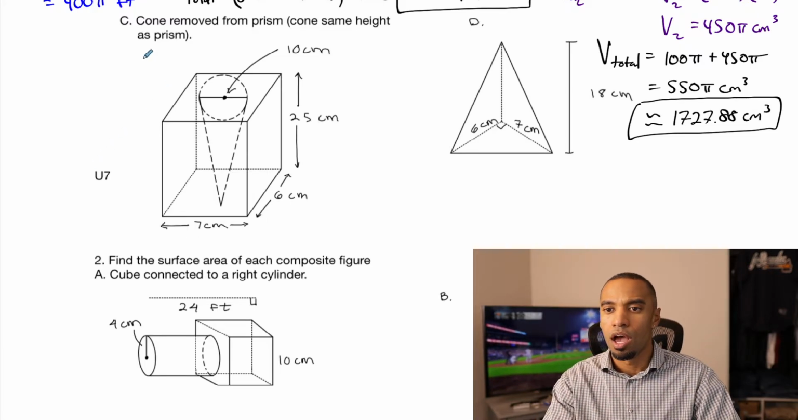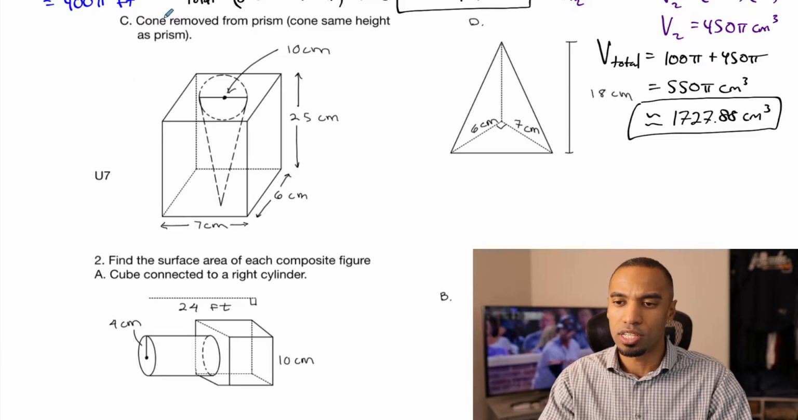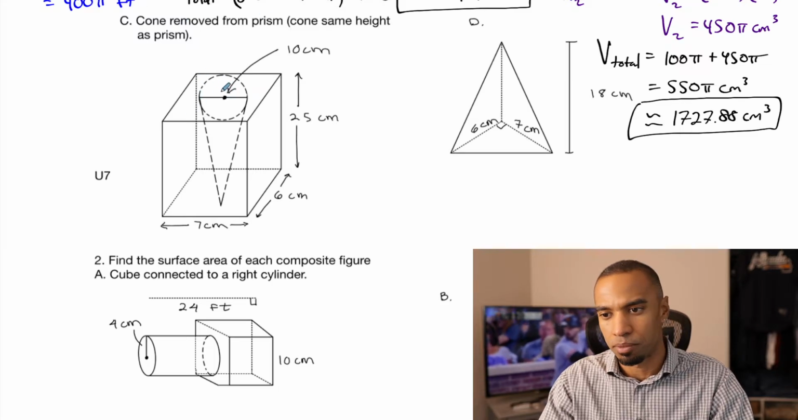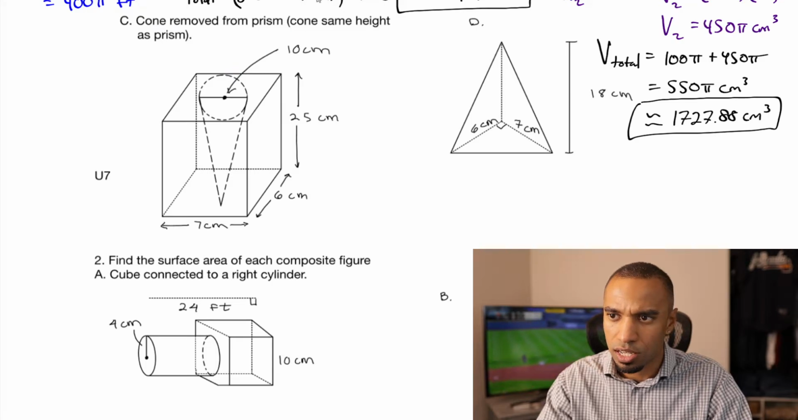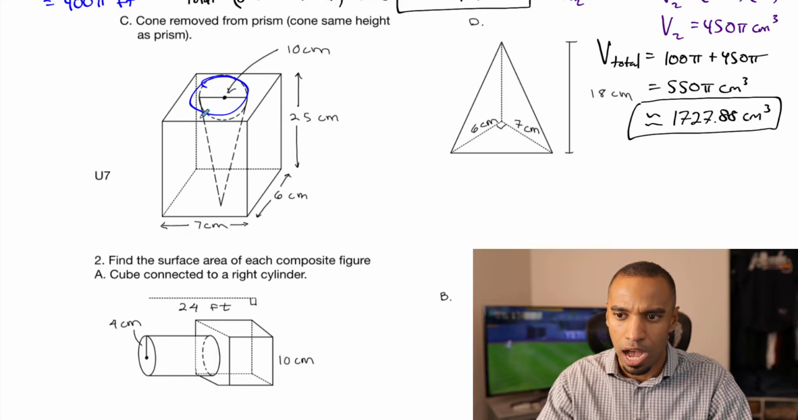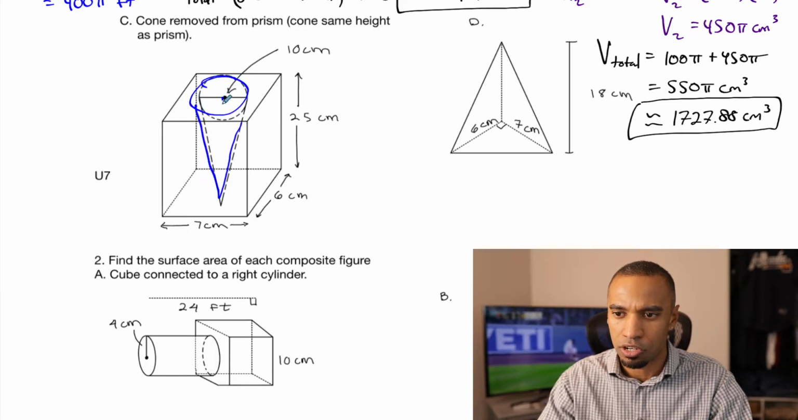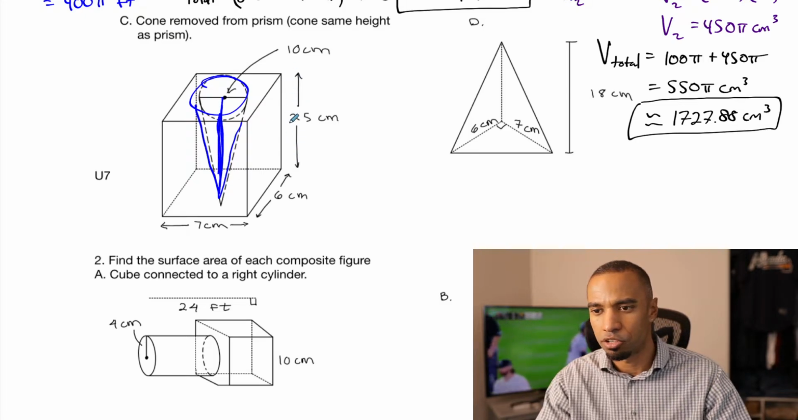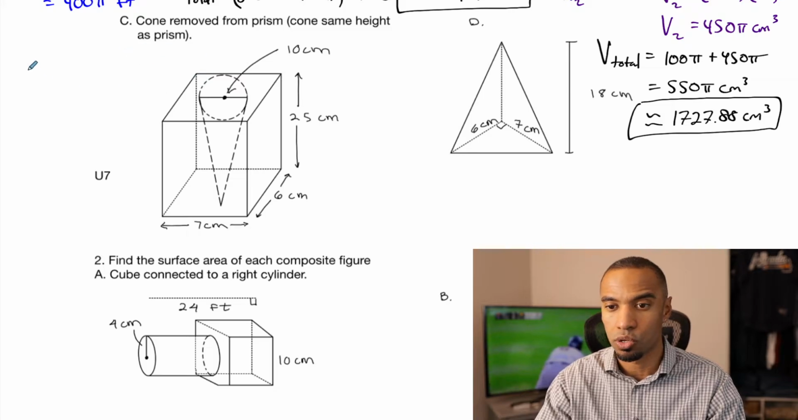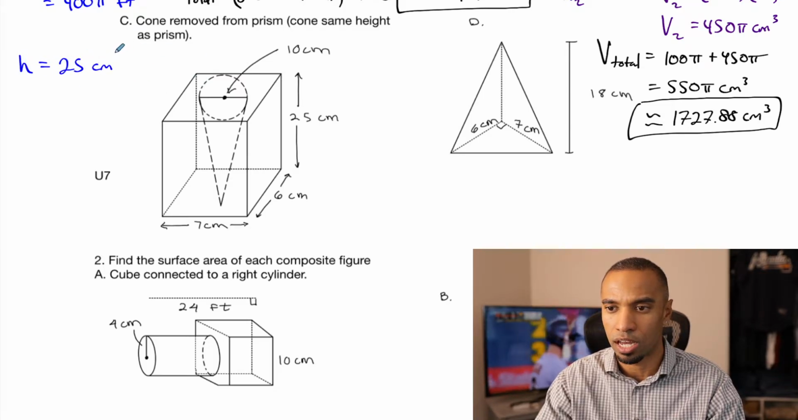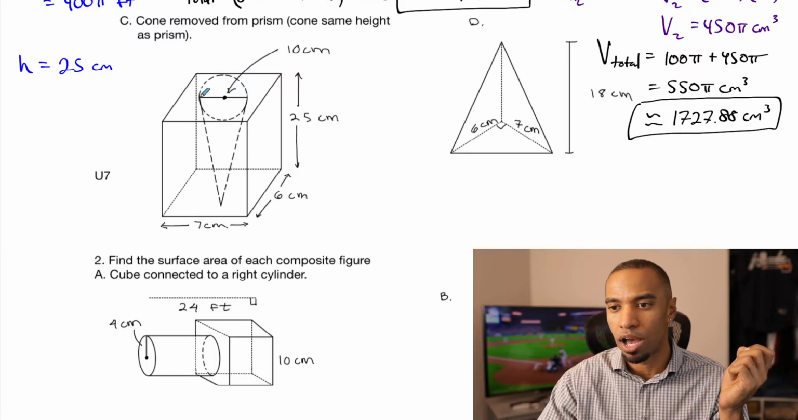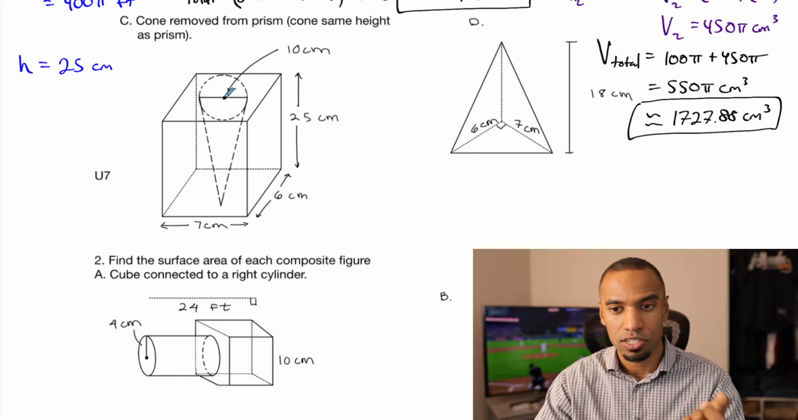I hope that's okay. All right, part C, number 1C, a cone removed from the prism. So cone, same height as prism. I'm guessing here the cone's circular base is on top there, and then it's cutting into there. So this height, they said, is the same height as the prism. So 25 centimeters for the height of the cone as well. So the overall height we're looking at here, guys, is 25 centimeters, no matter which way we're looking at it. And then the cone has a diameter of 10 centimeters there.